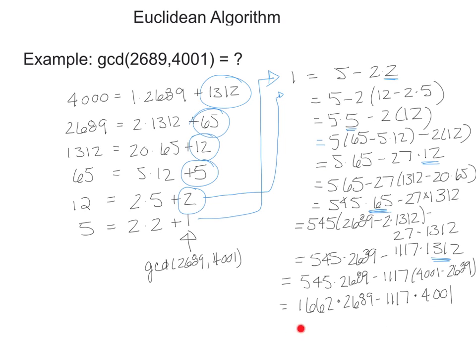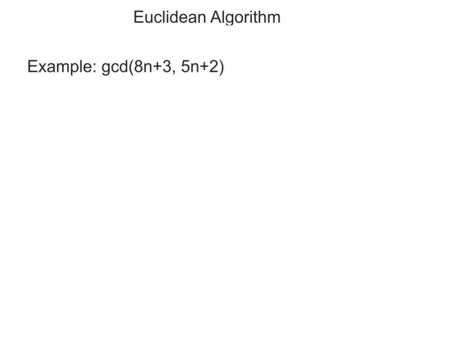Okay, I wrote it one more time to clean it up. Another example, the greatest common divisor of 8n plus 3 and 5n plus 2.